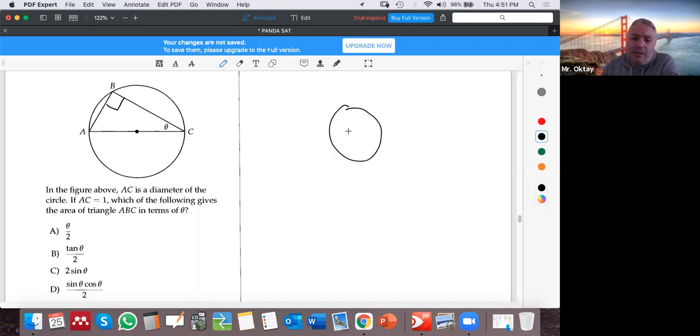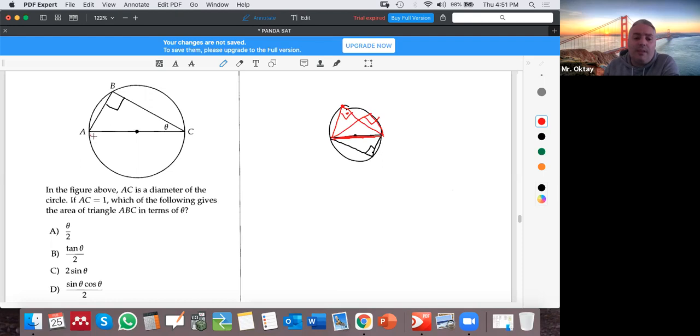Let me remind you. If this is the center, that means the diameter is here, there. If you have an angle which sees the diameter, this is 90 degrees, or an angle like this is now 90 degrees, or like this is now 90 degrees. So an inscribed angle that sees the diameter is always 90 degrees. Okay, after that, it says the diameter of the circle, it's okay.